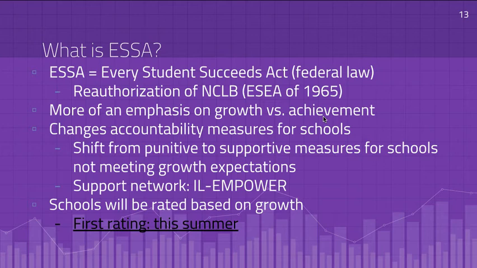There are a lot of different factors now that go into accountability. But I think overall it's a shift from punitive measures to more supportive measures for schools that aren't meeting the growth expectations, that aren't getting the ratings that they should. Illinois has formed a support network of schools called Illinois Empower. They are the schools that get one of the top 2 ratings you can get, and then they can provide professional development. They can provide support services to schools that don't have the rating that they should. So again, schools will be rated based on growth.